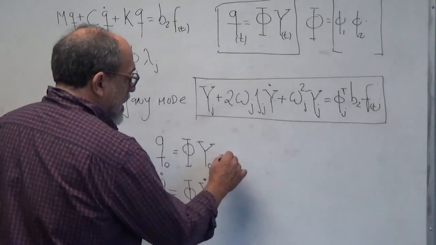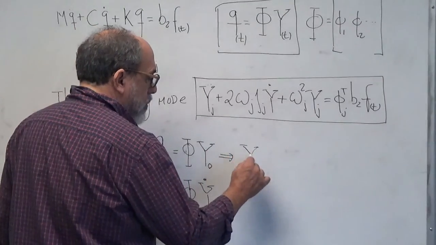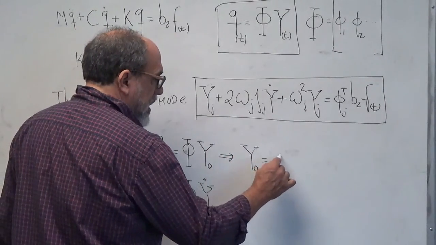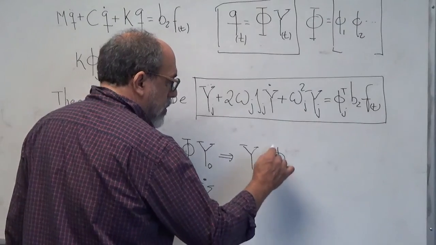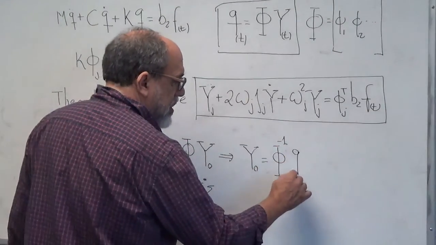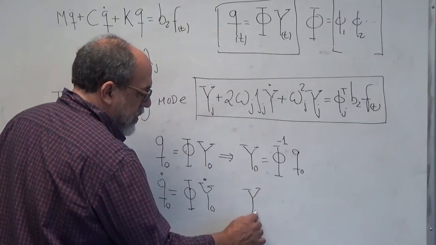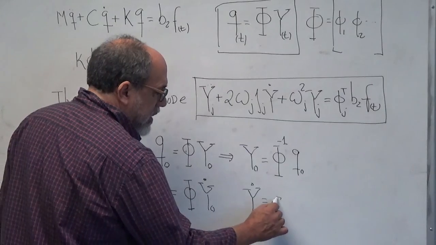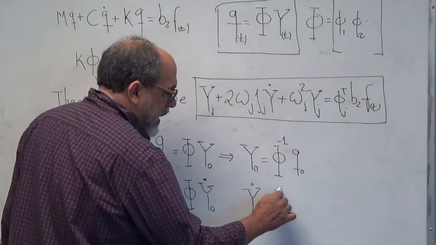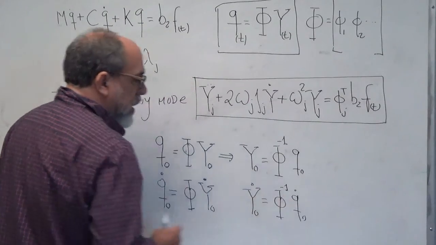Now, if we follow the math, it's quite evident that y0 is just the inverse of the modal matrix multiplied times the initial conditions q0, and that the initial velocities y0 dot are, again, the inverse of the modal matrix multiplied times the initial velocities.